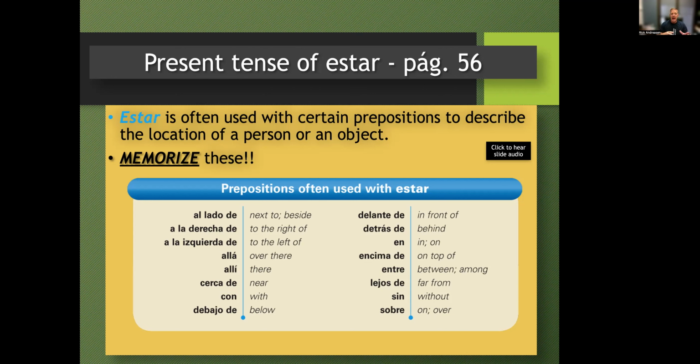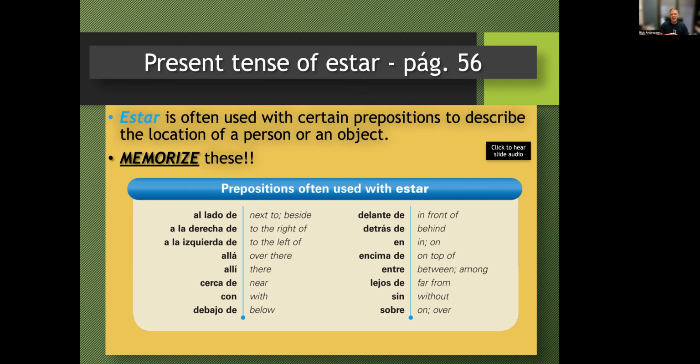Clase, repiten. A la derecha de. To the right of. Okay. A la izquierda de.